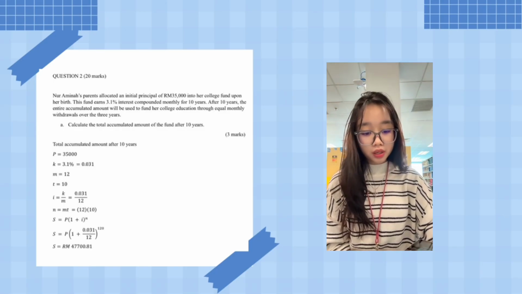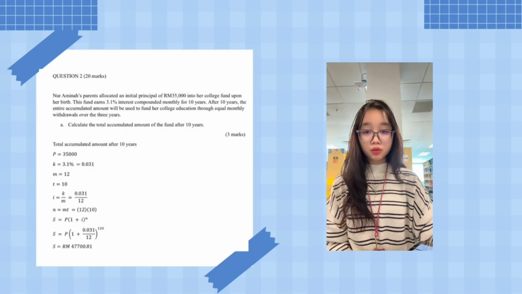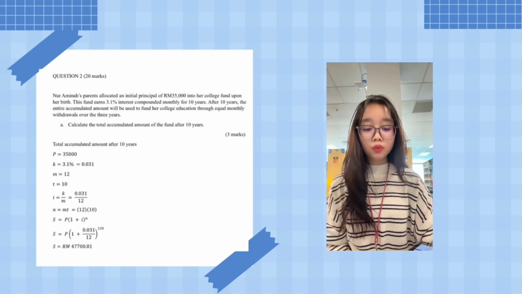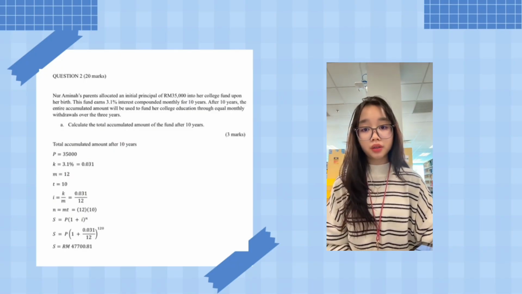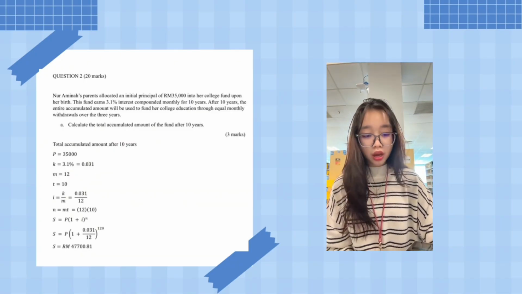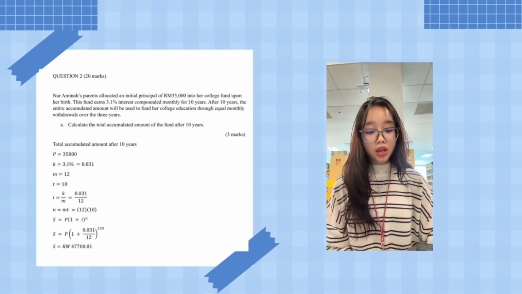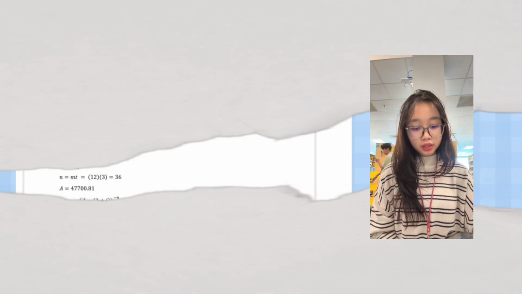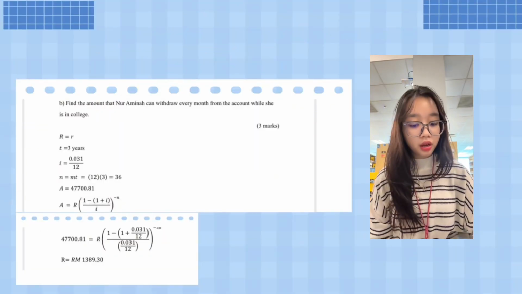Now, we plug these values into the future value formula, which is S equals P bracket 1 plus 0.031 over 12 bracket power 120. Calculating this gives us the total accumulated amount S after 10 years, which is approximately RM 47,481 and cents.